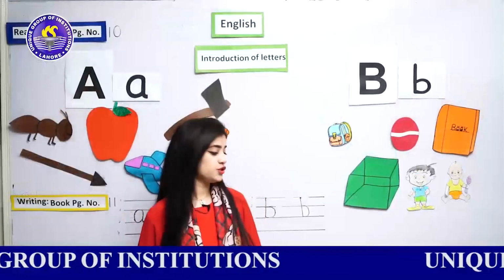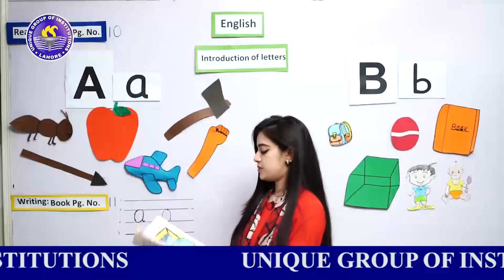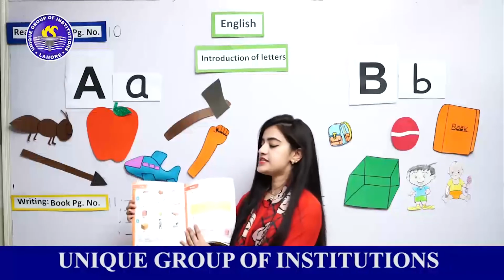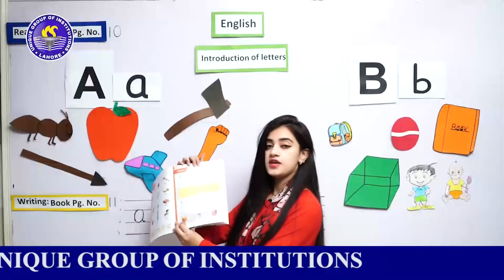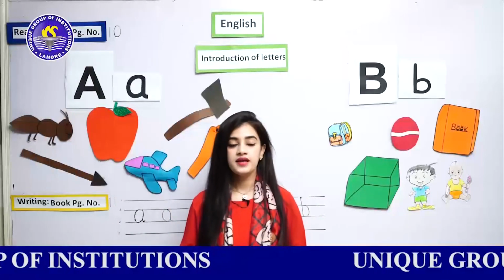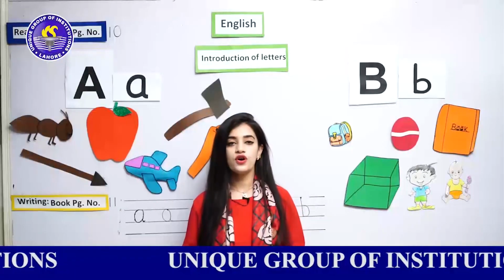Now I am going to show you your book, Oxford Modern English, page number 10. You have to do reading on page number 10 and writing on page number 11. Hope you have learned how to write A and B and you know the action and song of A and B.